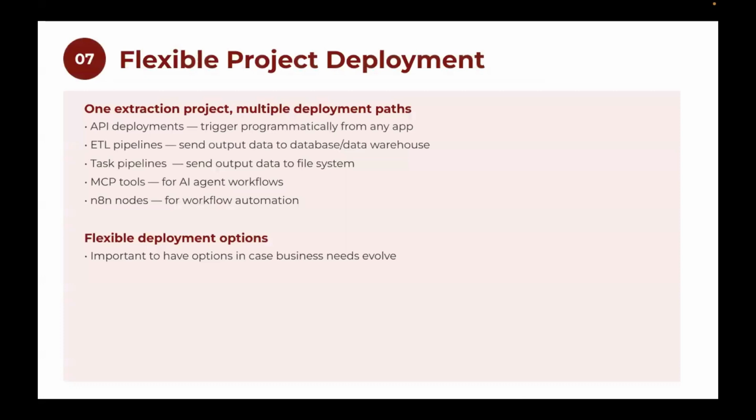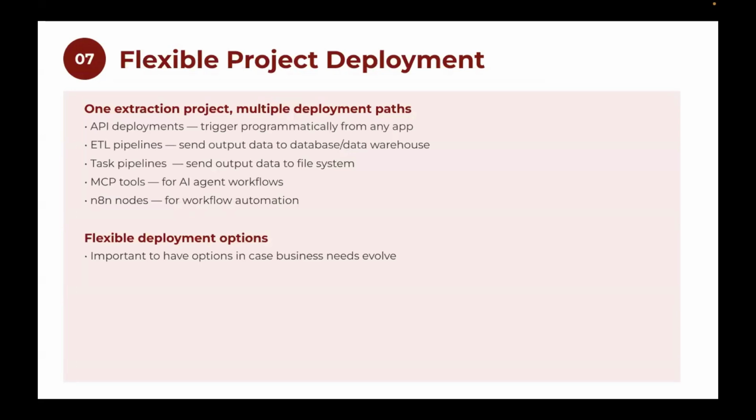Moving on from there, point number 7 is you should be able to have flexible deployment options. Once you've built your extraction projects, you need to be able to deploy them in a way that fits your business workflow. Different teams have different use cases. Some might want to trigger extraction via an API call from their application.